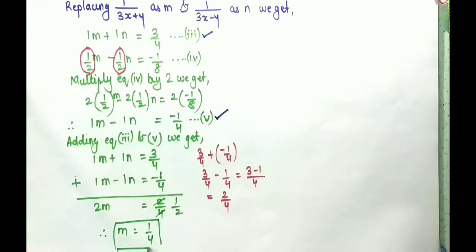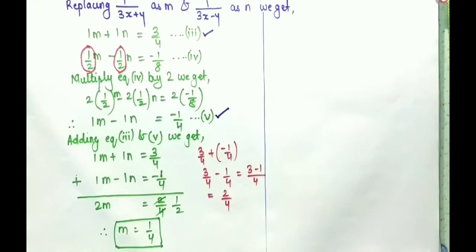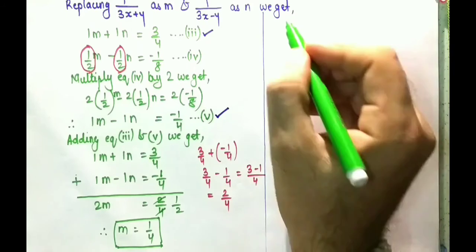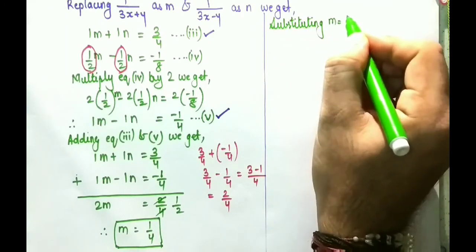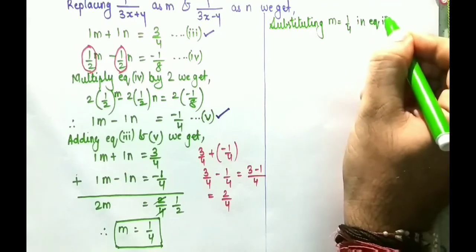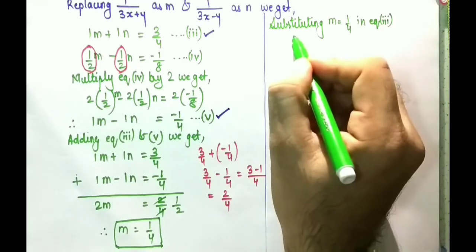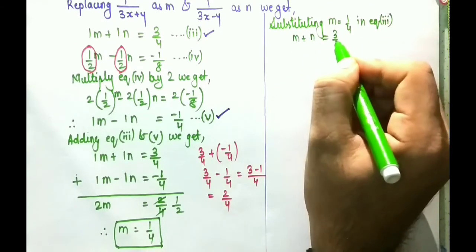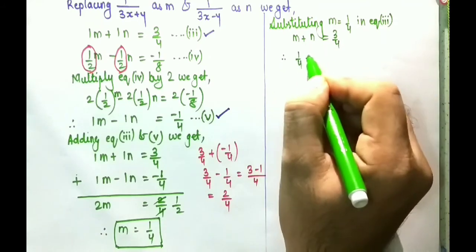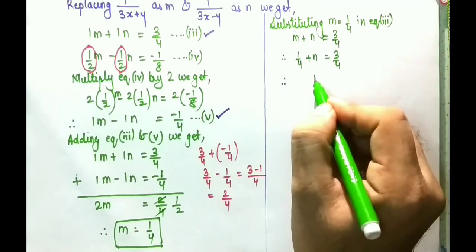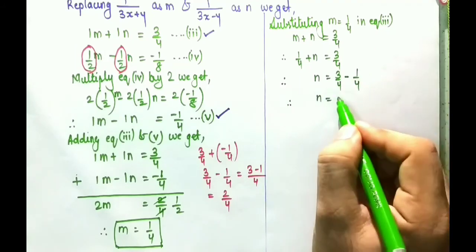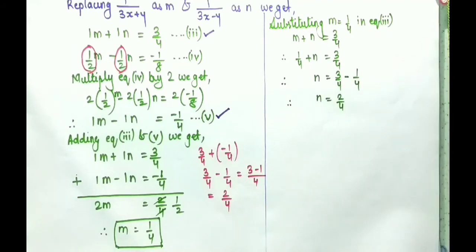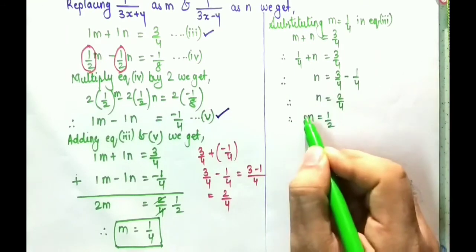The 2 goes down to the denominator and gets multiplied. Now substituting this value of m is equal to 1 upon 4 in any of the equations containing m and n. For ease, I have taken equation number 3. m plus n is equal to 3 by 4, which gives me 1 upon 4 plus n is equal to 3 by 4. Solving the equation, I get n is equal to 2 by 4. And further reducing this, I get n is equal to 1 by 2.